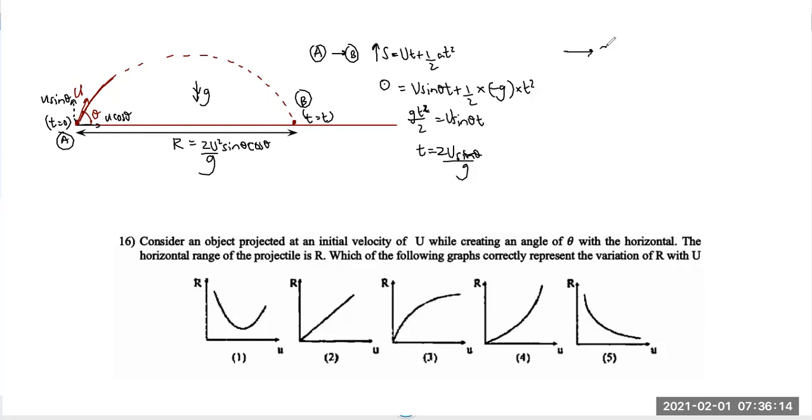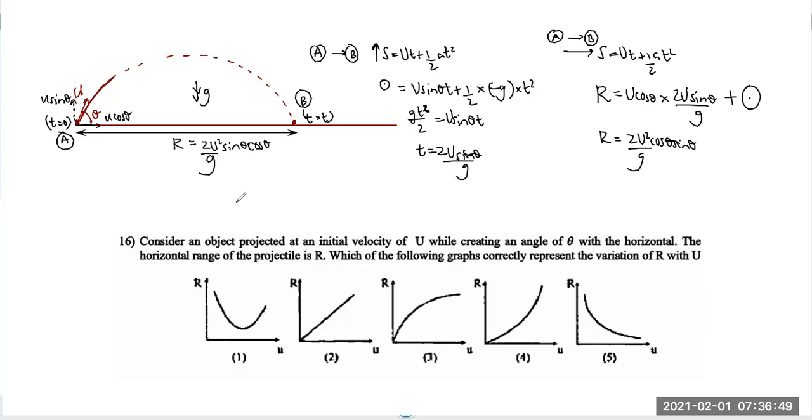And then you apply the same equation horizontally. S equals ut plus half at squared. Horizontal displacement of the object from A to B is capital R, that is the horizontal range. And the horizontal initial velocity component is u cos theta into time, which is 2u sine theta divided by g, plus there is no horizontal acceleration if you ignore air resistance, so we can take it as 0. Therefore, r is equal to 2u squared cos theta sine theta divided by g. That's the equation I had already written. So if you can remember this, it's easier when you handle MCQs. But if you are unaware of that equation, here's the explanation for that.